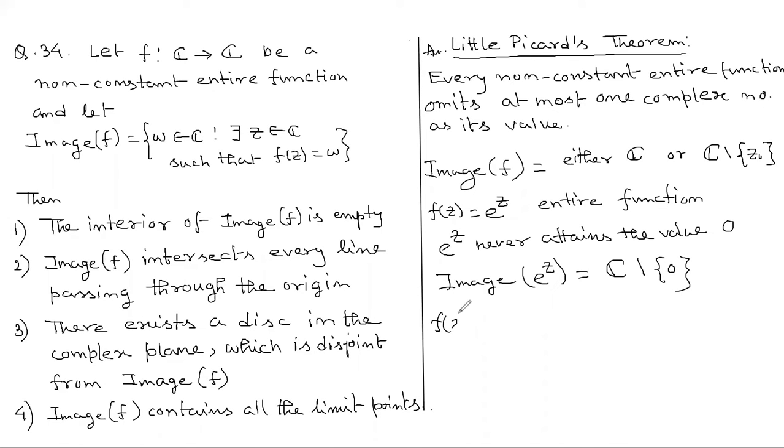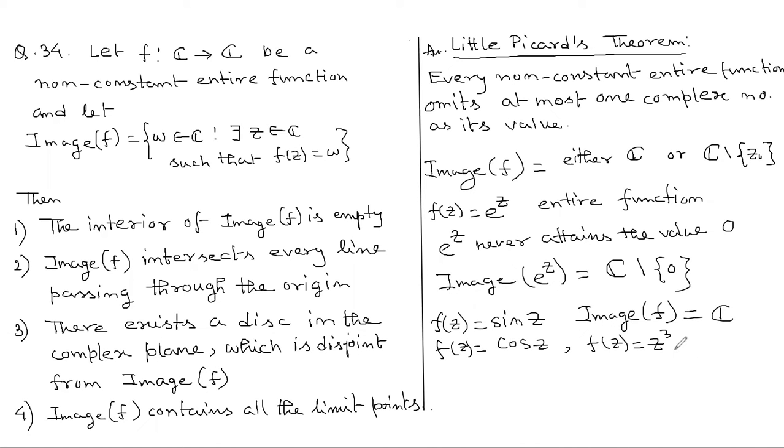Next, if we take f(z) equal to sin z, which is also an entire function, its range set or image set is the whole complex plane C. Similarly, for cos z, for some polynomial like z cube, the range set is the whole complex plane. Now let us go to the options. The first option says the interior of image f is empty. So this is incorrect because every entire function has its range as the whole complex plane or C minus some point z0.